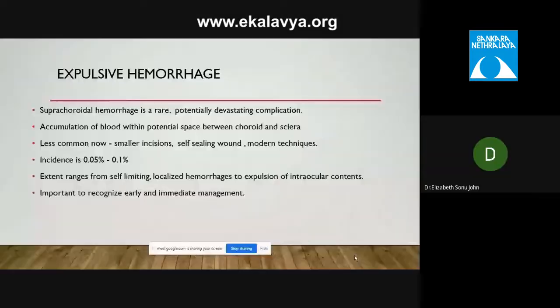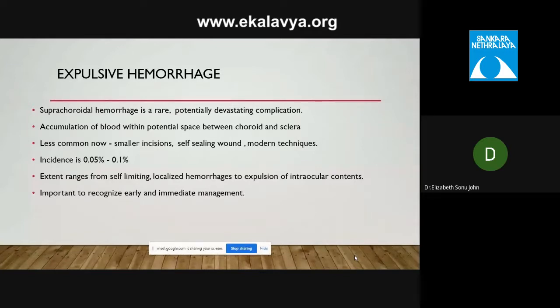So expulsive hemorrhage is suprachoroidal hemorrhage, and it's a rare, potentially devastating complication. This occurs because of accumulation of blood within the potential space between the choroid and the sclera. It's less common now because of small incisions, self-sealing wounds, and modern techniques.